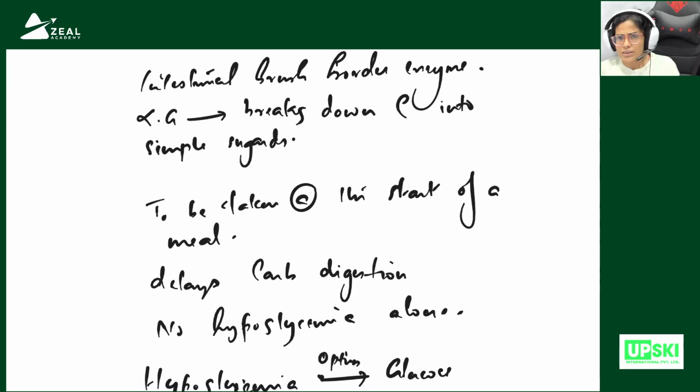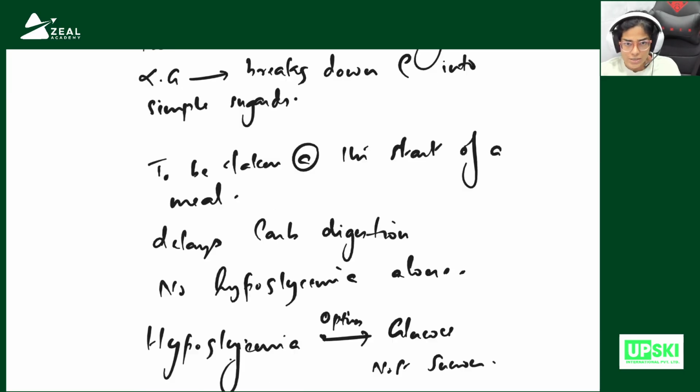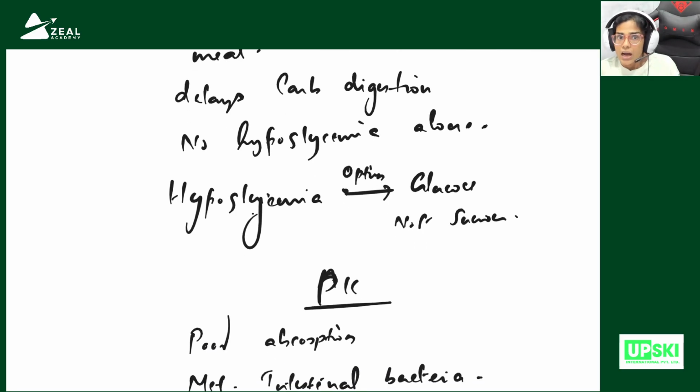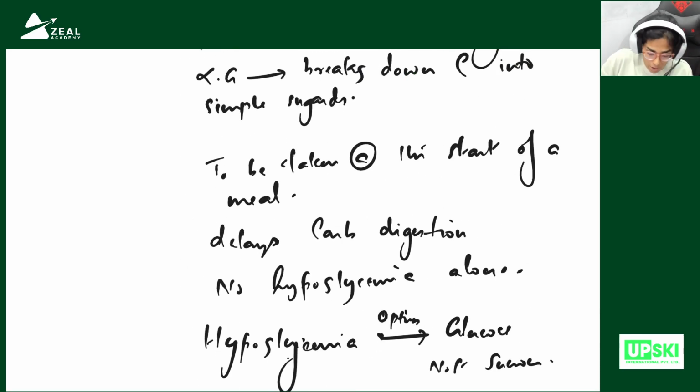So they're not first line or second line, but they can be given as adjuvant. This should be taken at the start of the meal. Some drugs can be chewed, and it has to be taken with the three main meals: breakfast, lunch, and dinner. They delay carbohydrate absorption or digestion. The drug names are acarbose, miglitol, voglibose, etc.